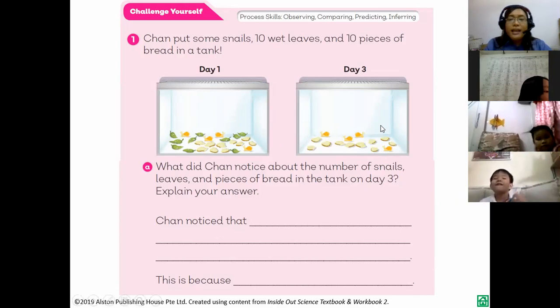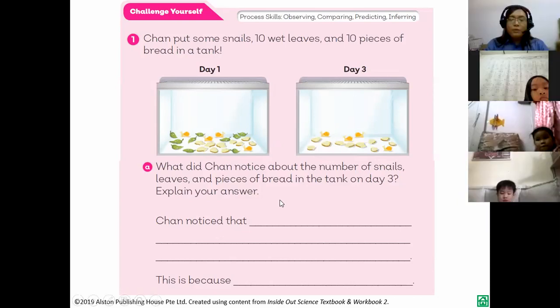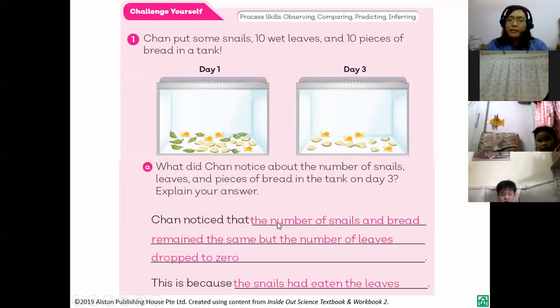I don't know. Just kidding. It's because the snail eats the wet leaves on day 3. That's why no wet leaves are left, because the snail eats the leaves. So what did Chan notice about the number of snails, leaves, and pieces of bread in the tank on day 3? So here's the answer. You have to copy the answer, okay?